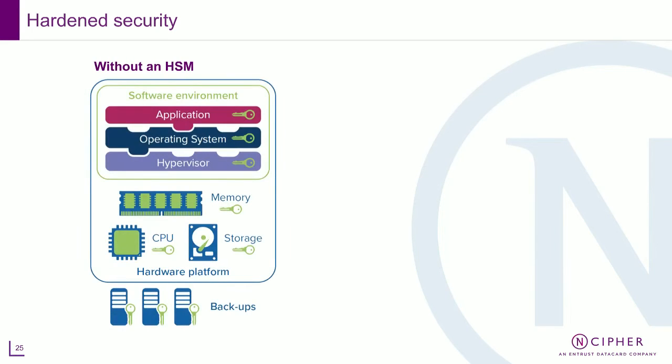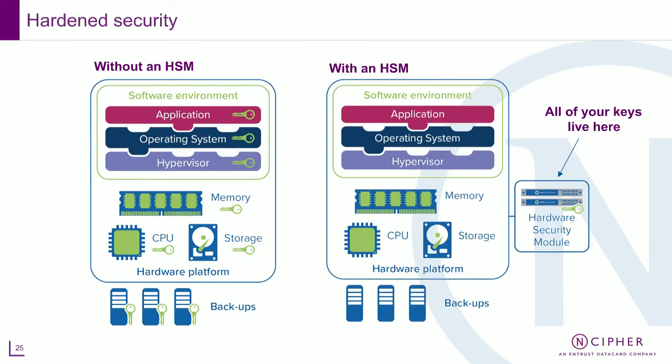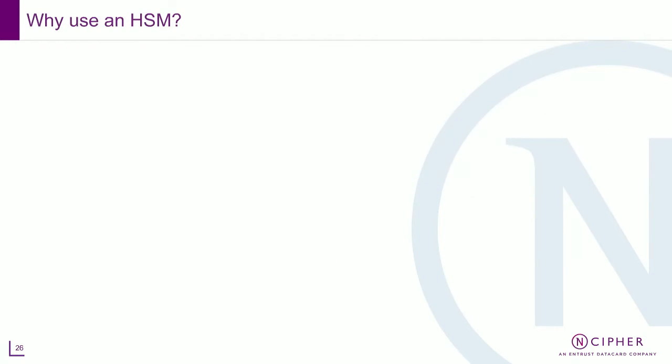And moving on. If you have hardened security in a normal situation without an HSM, you've got keys that are scattered all throughout the application, the operating system, hypervisors, even in backups. So with an HSM, all your keys are extracted from all these different areas and put into a specific box that's designed to hold those keys and keep them secure so that the hackers can't access them. So, but why use an HSM? I mean, this is the one thing.